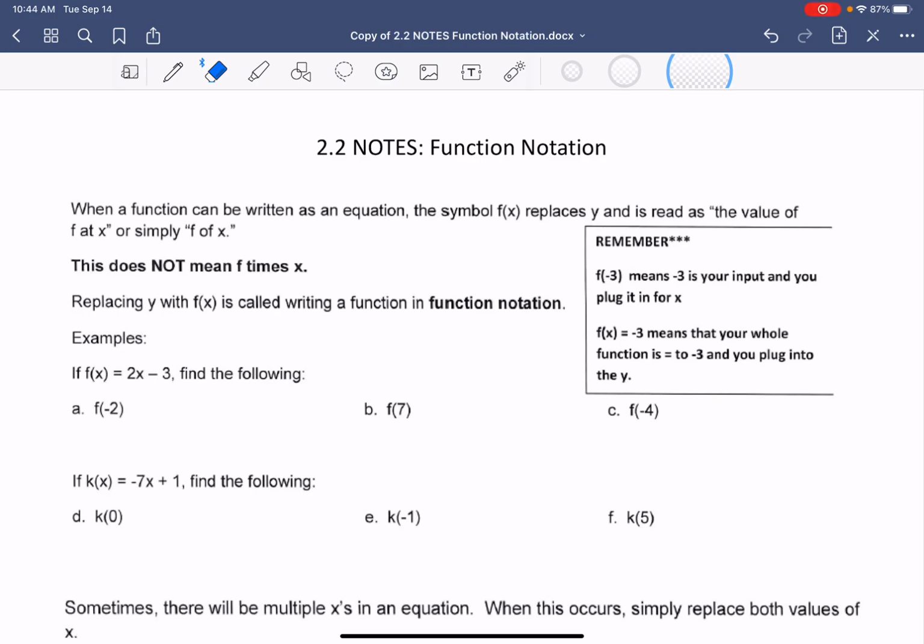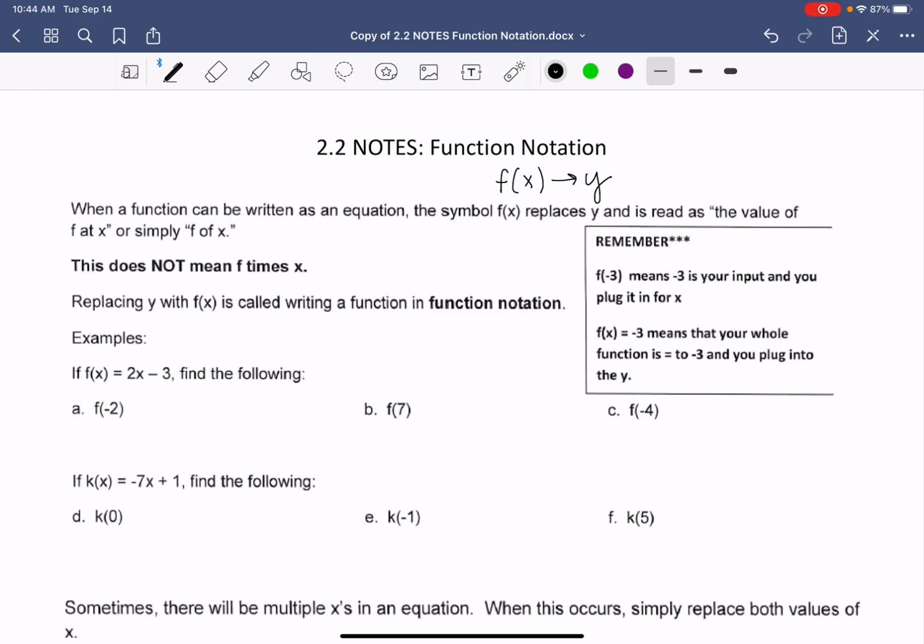Hello guys. All right, so today we're going to talk about function notation. A function notation is when a function can be written as an equation. The symbol f of x replaces y. So f of x is still y. That's what y is, okay? It is y.